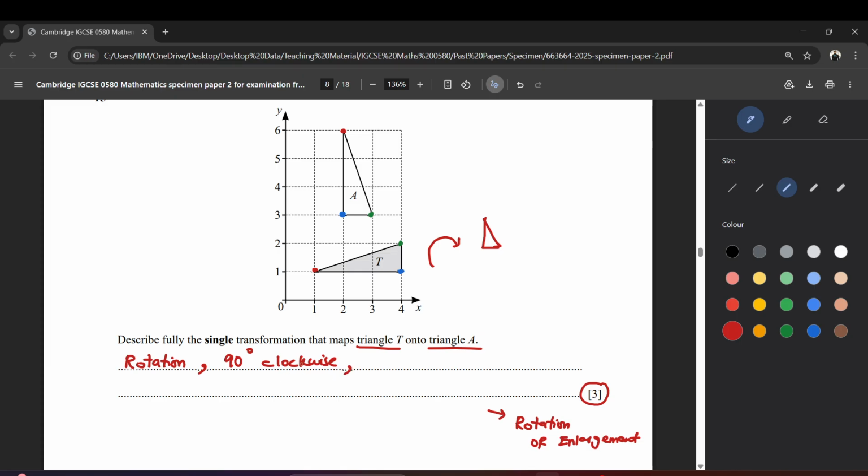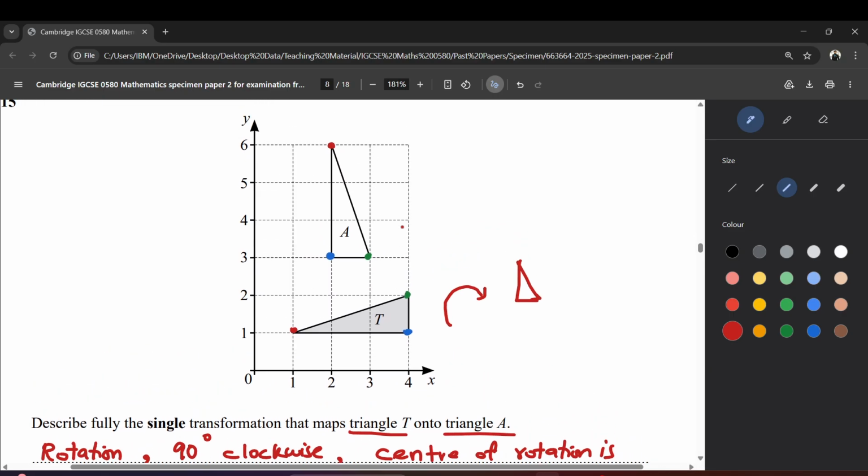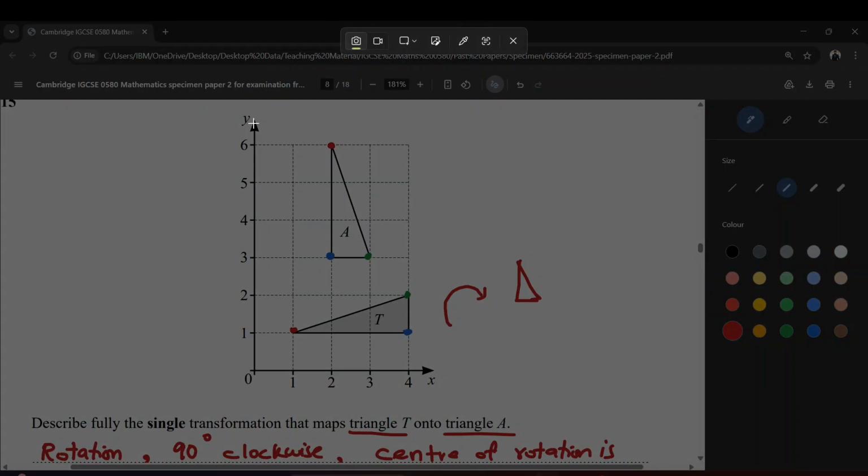So these two things are not very difficult to obtain. What's more challenging is how to get the center of rotation. That is something that you need to work out. You can use different methods to do that. So let me just take a screenshot.